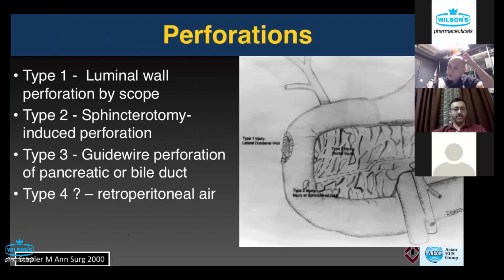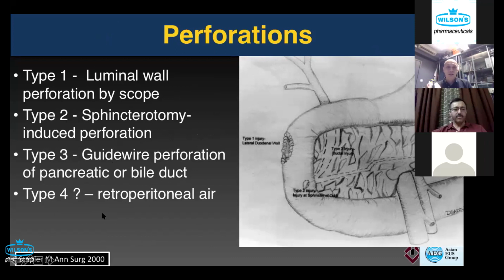So moving on from PEP, I also want to discuss a bit about other risks like perforations. In general, we can classify perforations into a few types. Type 1 is luminal wall perforations by the scope. Type 2 is sphincterotomy-induced perforation. Type 3 is guide wire perforation of the PD or CBD.